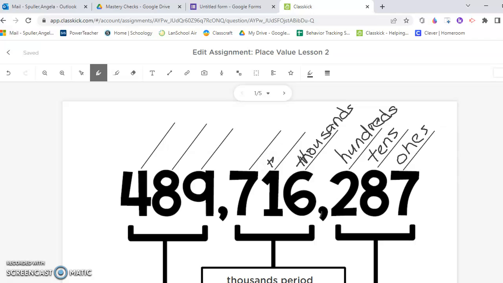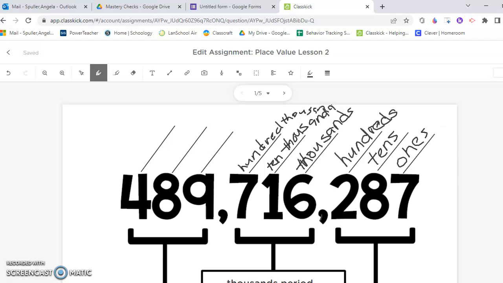Then we have the 10,000 and the 100,000. And then we move into the millions. Remember, this is the 1 millions. And this is now the tens millions. And this would be what we call the 100.